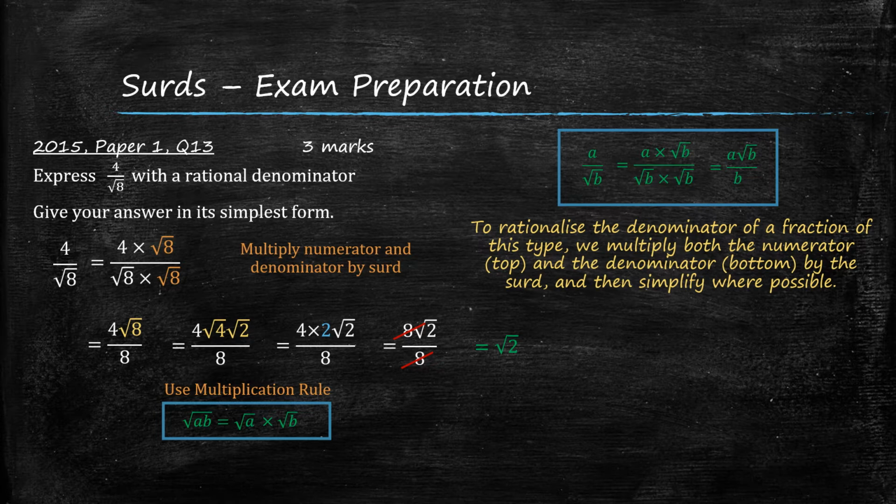So in this example, you saw there was an additional step involved. We had to use the surds multiplication rule to break out the root 8 into root 4 root 2, and that helped us simplify our surd further, hence the 3 marks, the extra mark.